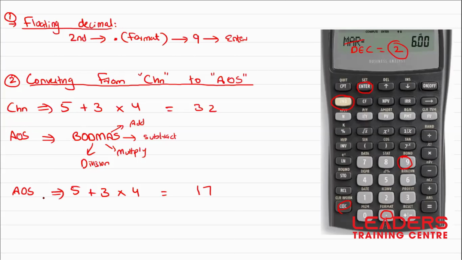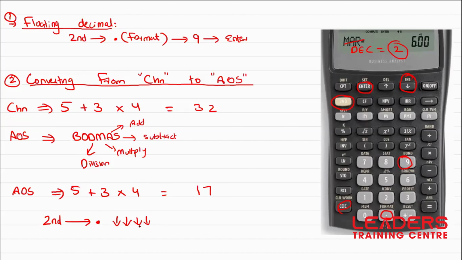So how do we switch from CHN to AOS mode? Here's what we do. We press second, followed by decimal again, which is the format right here at the bottom. And again, you will see DEC, which is the decimal, on your display screen. You press the down arrow, which is right in the very first row, and I have highlighted it right here for you. Press the down arrow once, twice, a third time, and a fourth time.